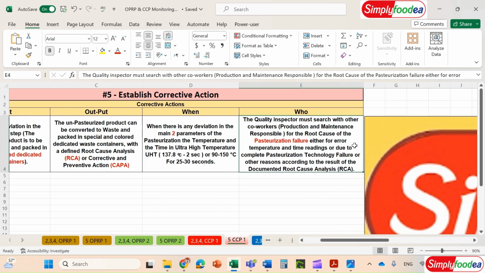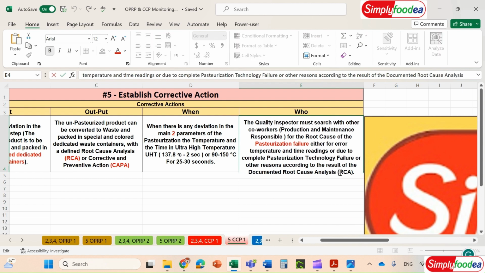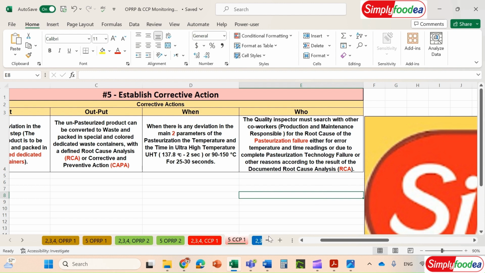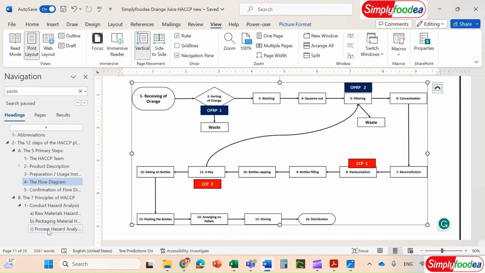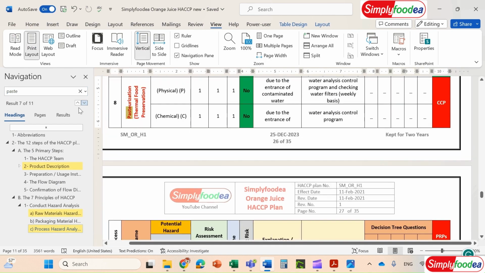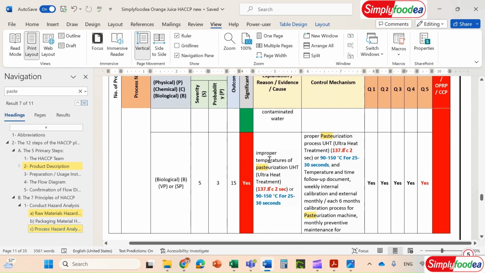The quality inspector must search with other co-workers, production and maintenance, responsible for the root cause of the pasteurization failure, either for error in temperature and time readings or due to complete pasteurization technology failure or other reasons according to the result of the documented root cause analysis. So now I am trying to have all the data about the pasteurization process, do it again in our hazard plan and hazard analysis.